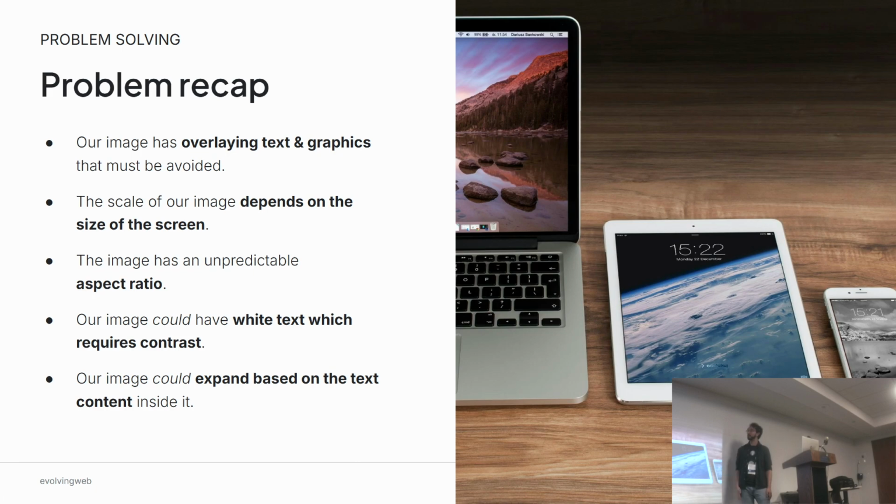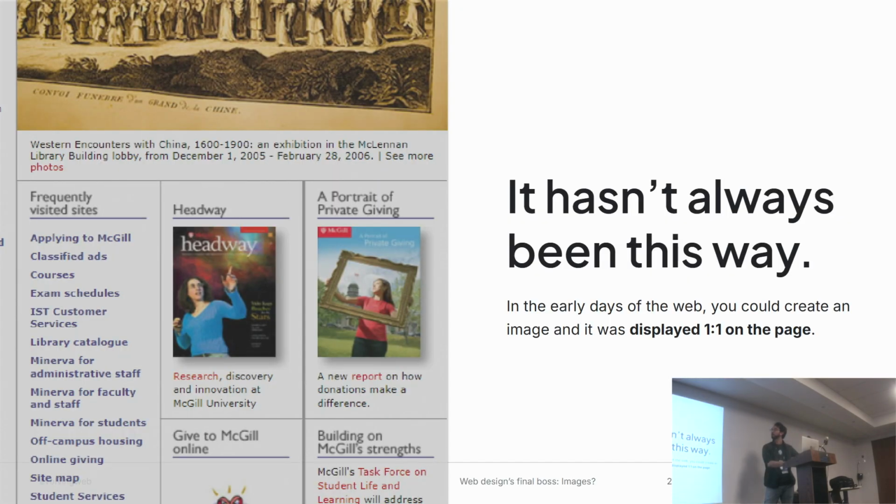The size of our image depends on the screen. The aspect ratio depends on the screen size as well. We have no idea about that. It could have white text over the top, hopefully not. And this is another thing which we haven't even covered. The image could expand depending on the content. So in a lot of modern magazine-based designs, you have images that stretch and shrink depending on how big the content next to it or above it is. So God forbid we do that as well.